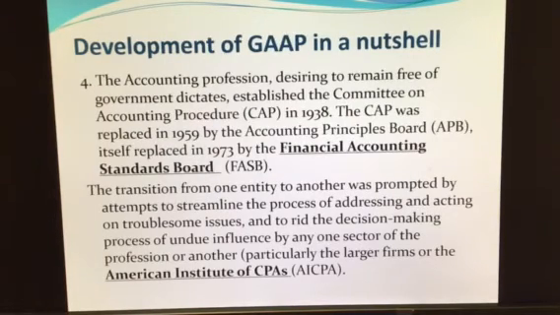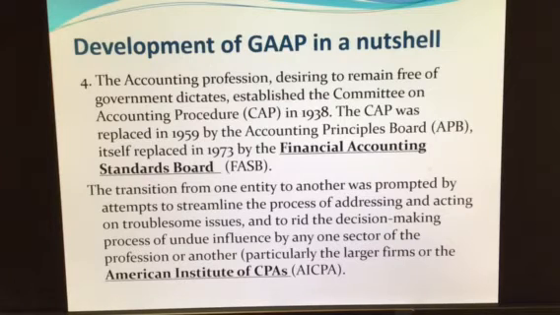The accounting profession, desiring to remain free of government dictates, established the Committee on Accounting Procedure, or CAP, in 1938. That was replaced in 1959 by the APB, the Accounting Principles Board, and ultimately in 1973 by the FASB, the Financial Accounting Standards Board. For the most part, these are private sector organizations that take on the task of developing and promulgating and to some degree then enforcing the standards that we know as GAAP.